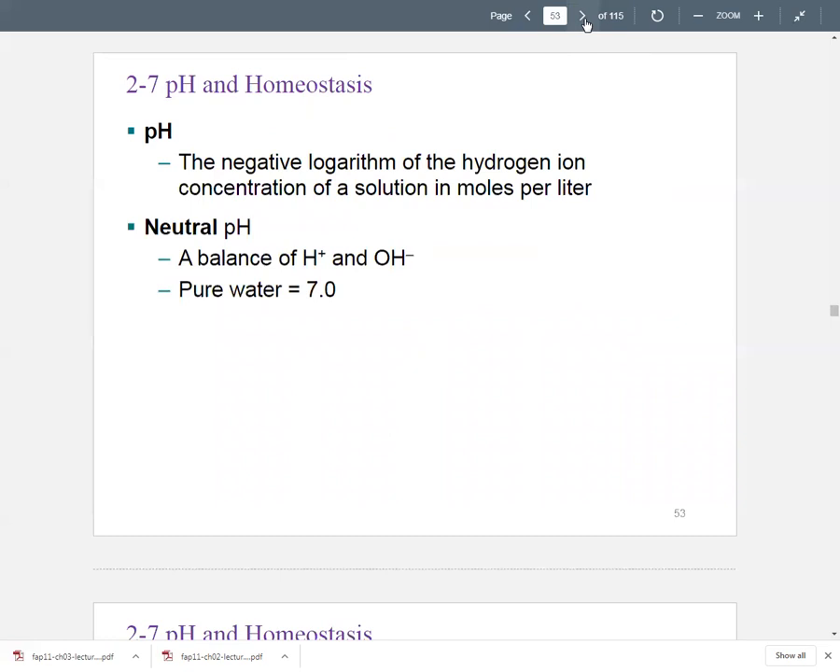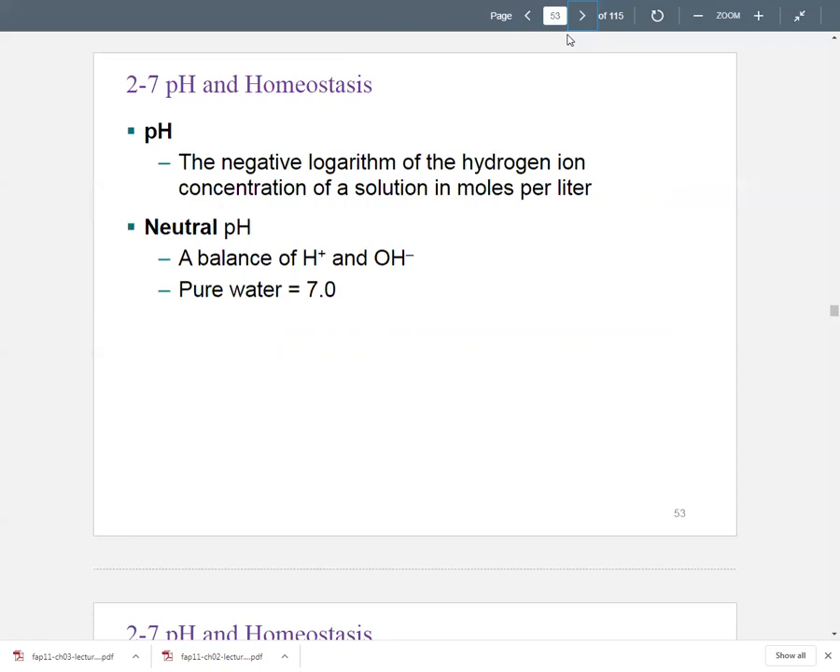Okay, pH and homeostasis. So pH, the formula basically means it's the negative logarithm of the hydrogen ion concentration of a solution in moles per liter. So what does that mean? Well, it basically just means that this logarithm is a base 10 equation, so it's an exponential equation. So it's basically the more hydrogen ions you have, the lower pH you're going to have. The fewer hydrogen ions you have in the solution, the higher your pH is going to be.